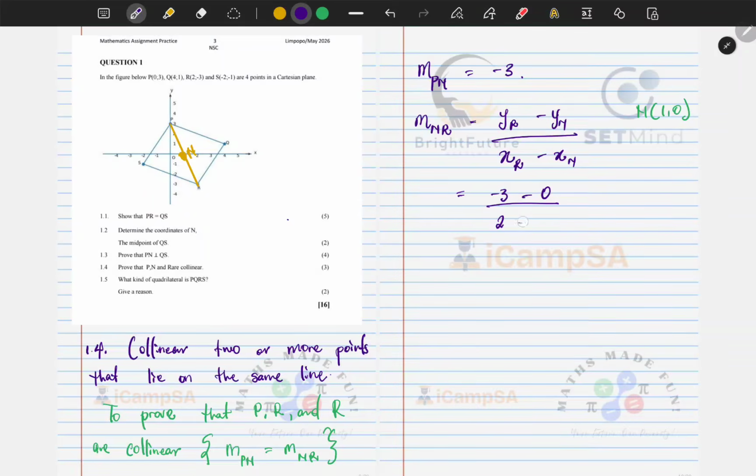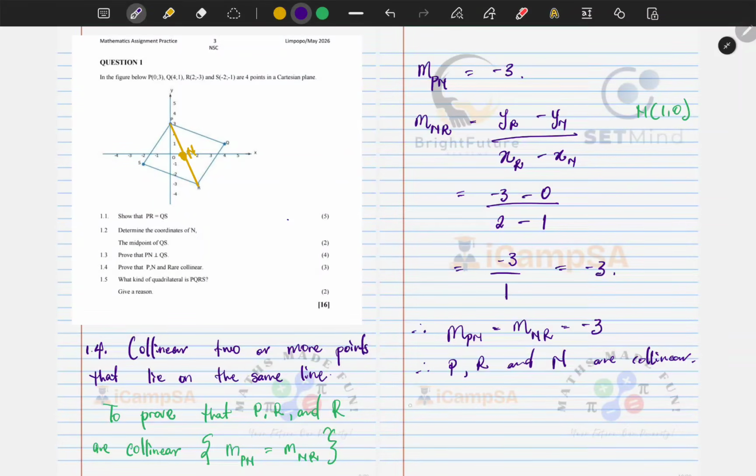It's going to be your 2 minus 1. Right, so now you have -3 minus 0 is -3, 2 minus 1 is 1, and then this is going to be -3. So therefore the gradient of Pn is indeed equal to the gradient of Nr, which is equal to -3, right? And so therefore P, R, and N are collinear.